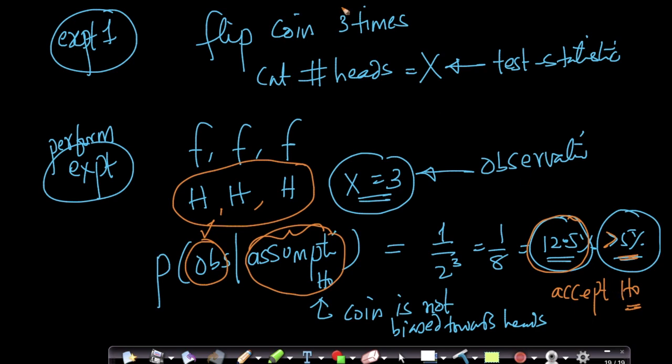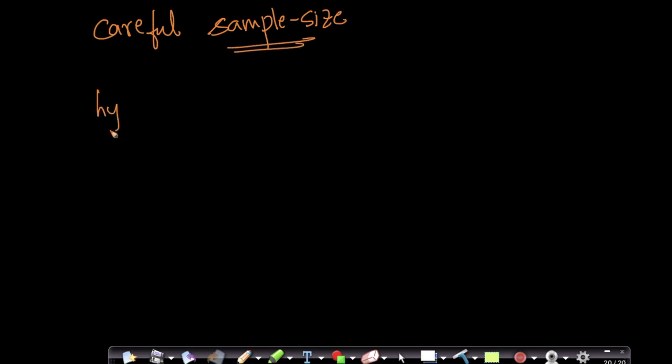So here, by changing my 5 flips to 3 flips, my outcome has completely changed. So you have to be very careful about your sample sizes. There are a couple of things that are important in hypothesis testing, right? They are very, very important in hypothesis testing.